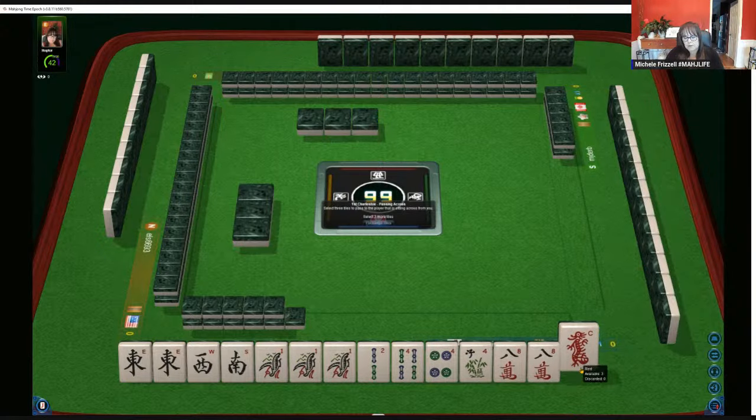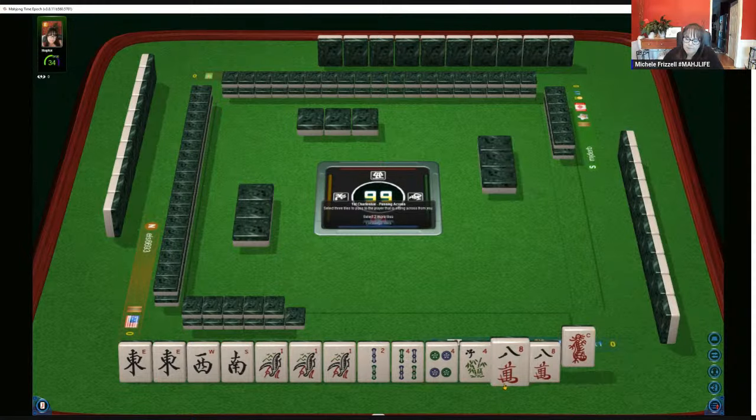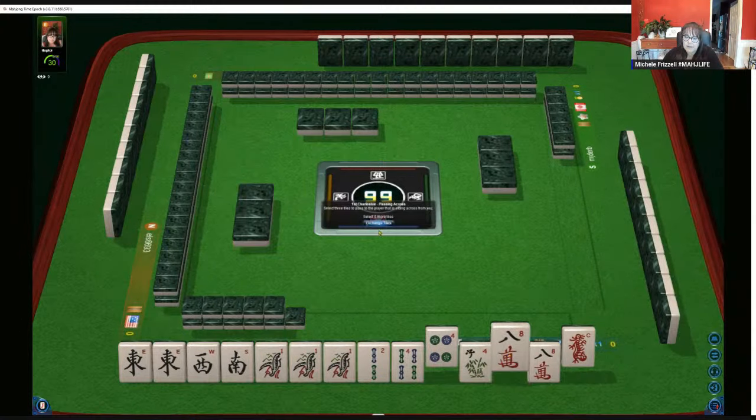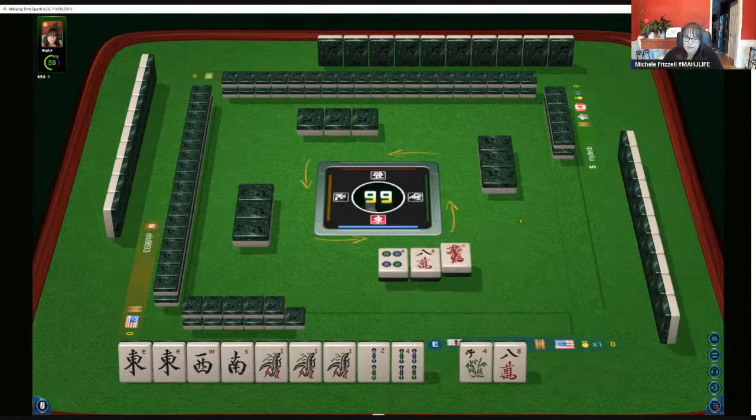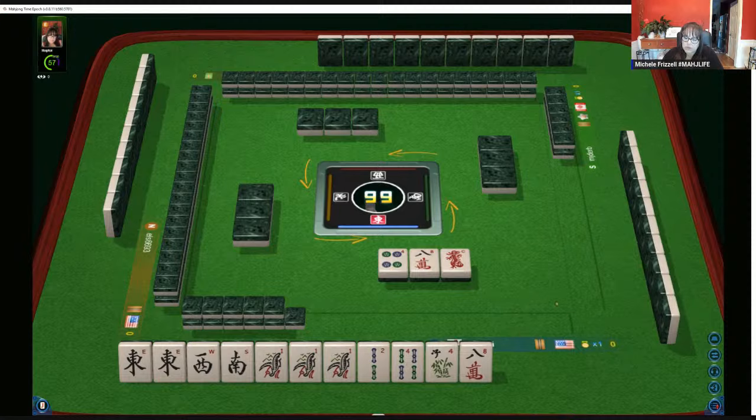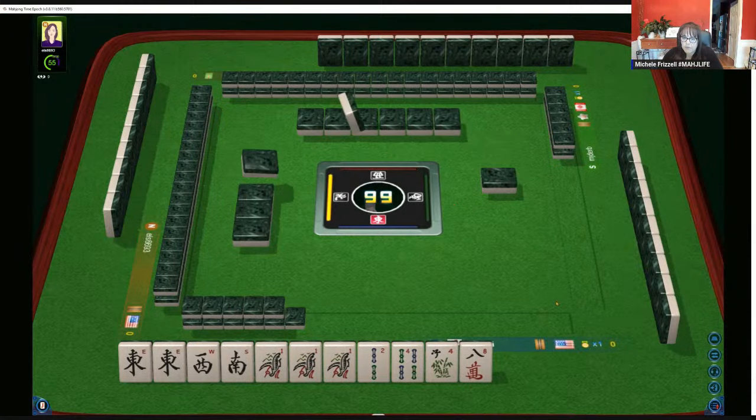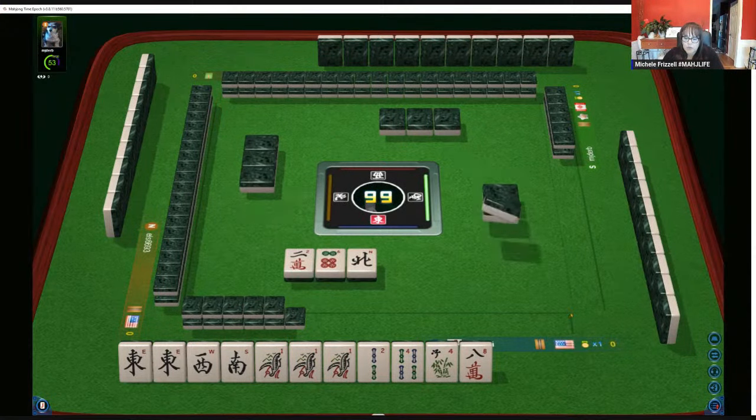248. Let's let the dragon go, I guess. Let's see, east and west with dragons. We have no other dragons. One, two, four. Let's break up the eight. East and west with one, two, three. We have a gap, no three. There's a north and a two.